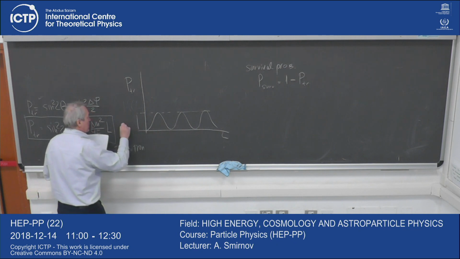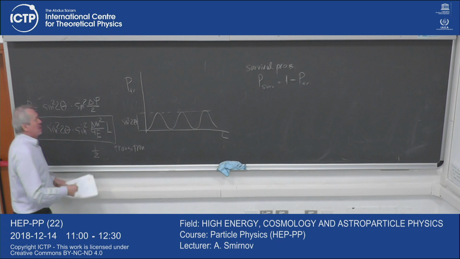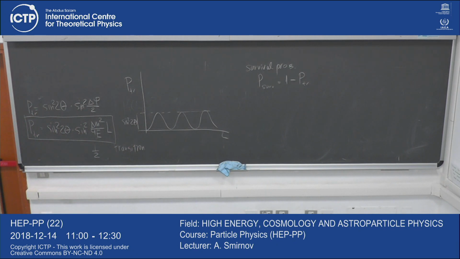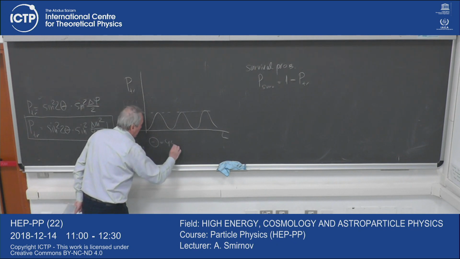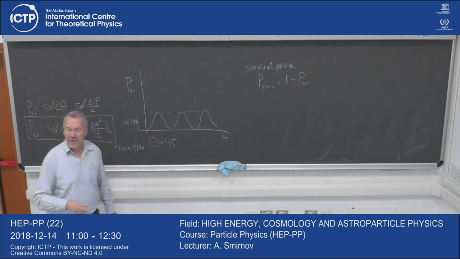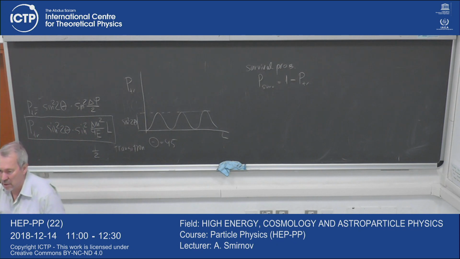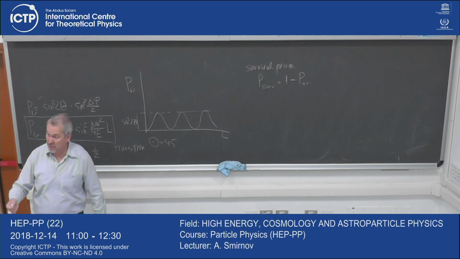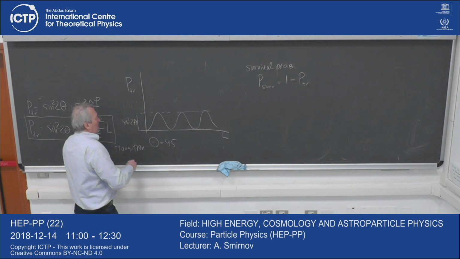So the depth of oscillation is given by sine squared 2 theta. And of course, the bigger the angle, the stronger the transition. The maximal transition is when theta is 45 degrees, then you will have sine squared 2 theta equal to 1, which means you have complete transformation of one neutrino species into another one. You will have oscillations with maximum depth in this case, the case of maximum mixing.